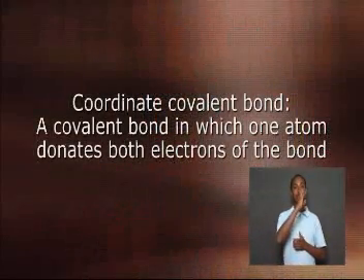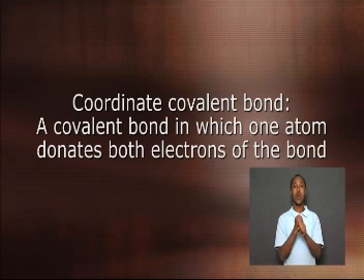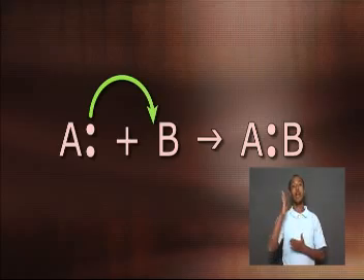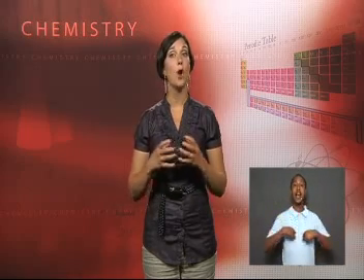A covalent bond is formed when one of the bonding atoms donates both electrons of the bond. This is called a coordinate covalent bond. It is also referred to as a dative bond. This equation hypothetically represents the formation of this type of bond. Once coordinate covalent bonds form, they have the same properties as any other covalent bond.